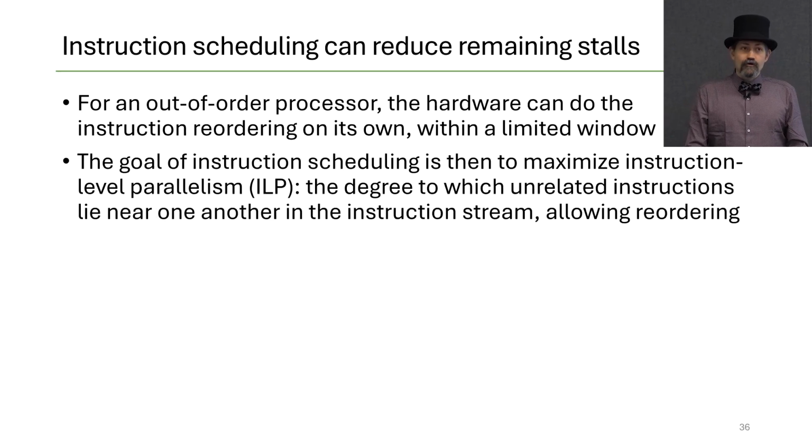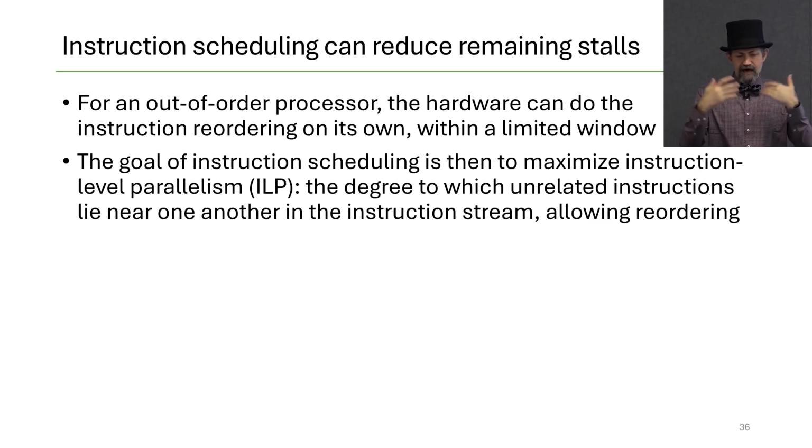Now, this is for in-order processors. For out-of-order processors, the hardware can do the instruction reordering on its own within a limited window. So we don't have to be so careful about scheduling instructions so that they don't conflict. However, it's important in instruction scheduling to maximize instruction-level parallelism.